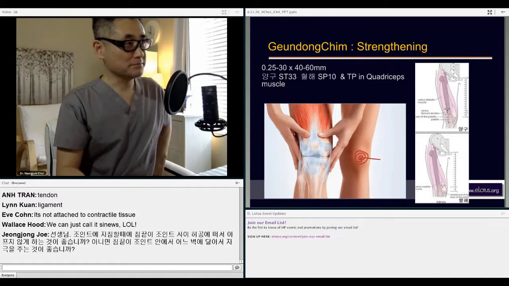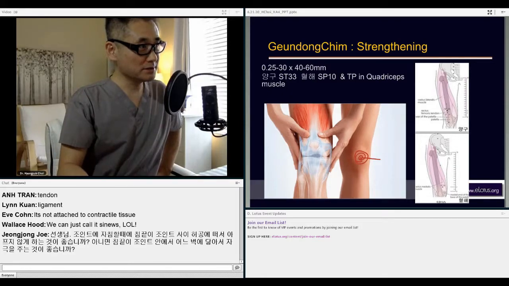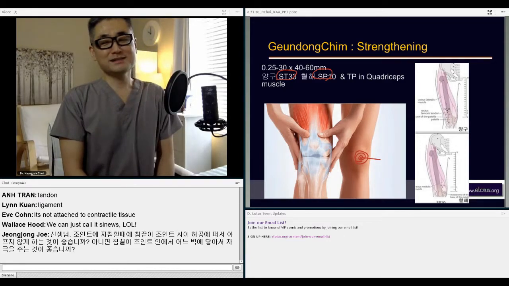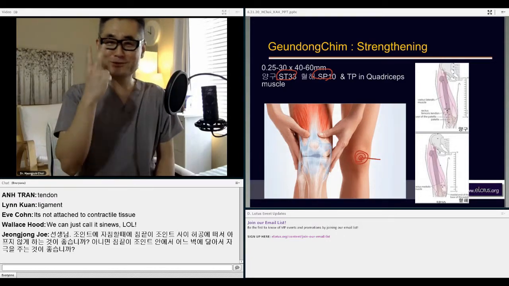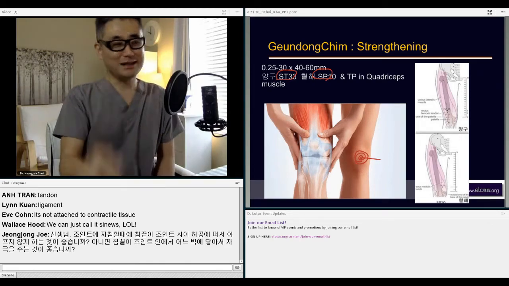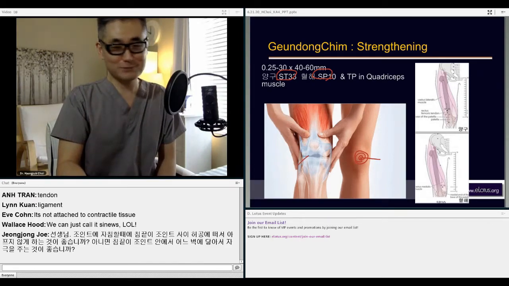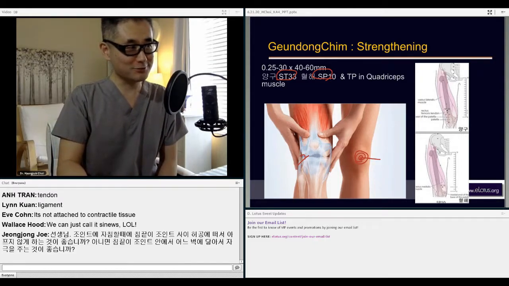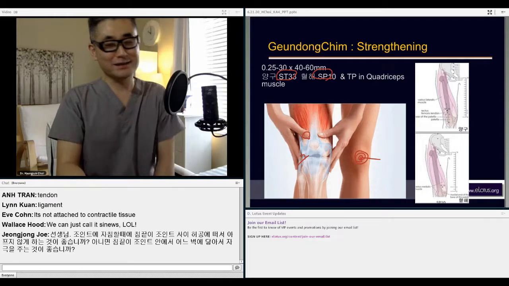So this is a 근동침. The best points are ST33 and SP10. If I need to pick only two points for treating the knee joint, I wouldn't pick the joint point like ST35. I would choose these two points, ST33 and SP10.